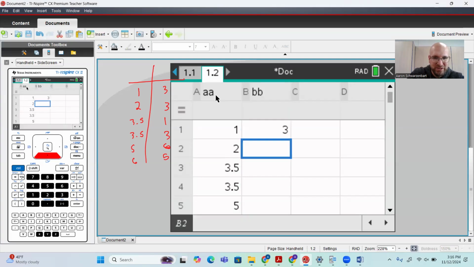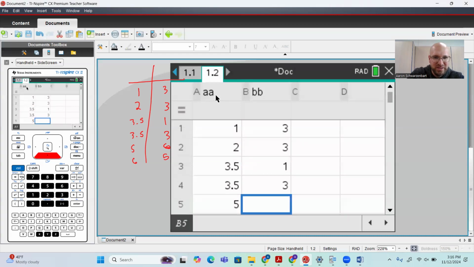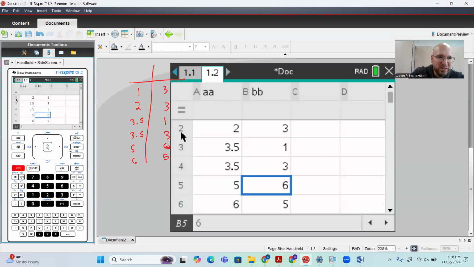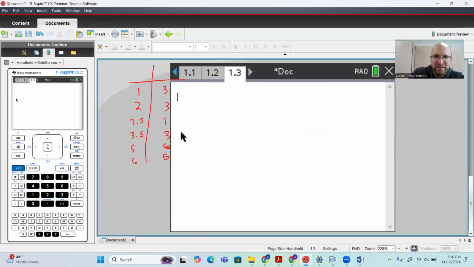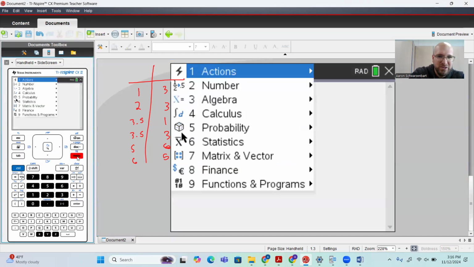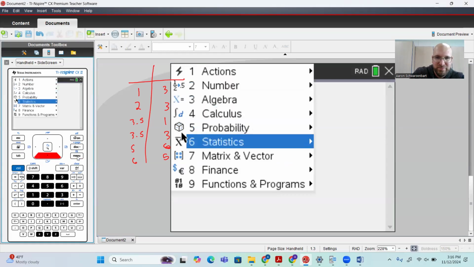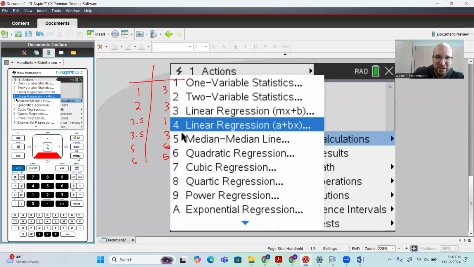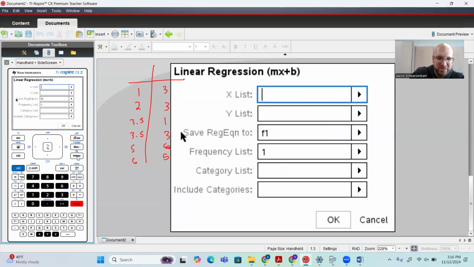I do 2 letters because then it can't screw up the name of the column versus the name of the list. So there's my ordered list. If I want this, I'm going to add a calculator, press menu, statistics, stat calculations. I'm just going to let it do either linear regression. It doesn't matter. I chose easy letters.